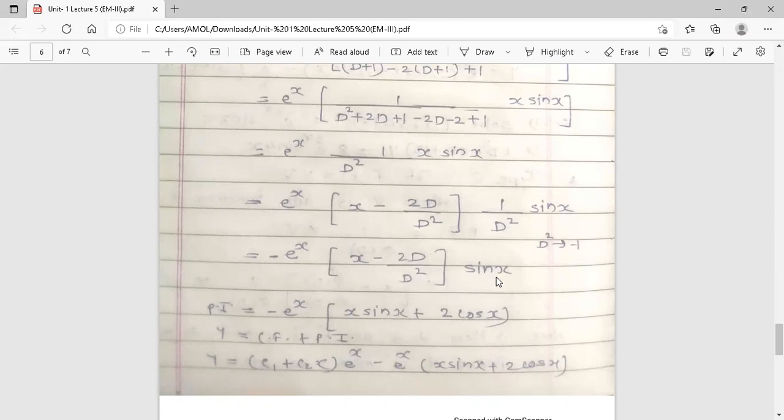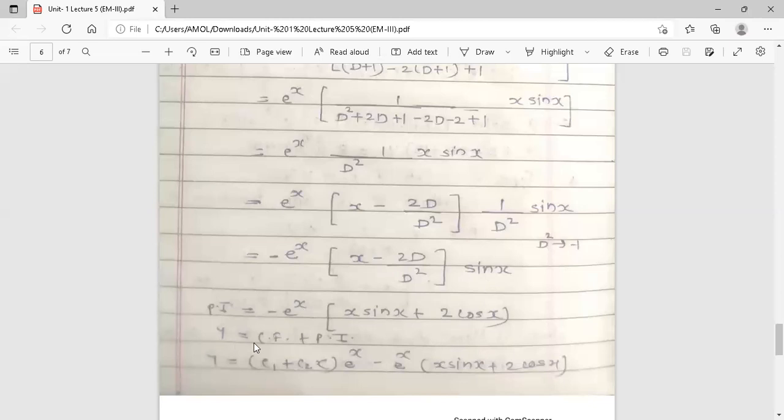Integration of sin x is minus cos x. And so this minus sign will become plus. Minus, plus 2 as it is, integration of sin x is minus cos x. So it is plus 2 cos x. So this is your answer here. Means the particular integral is this one.